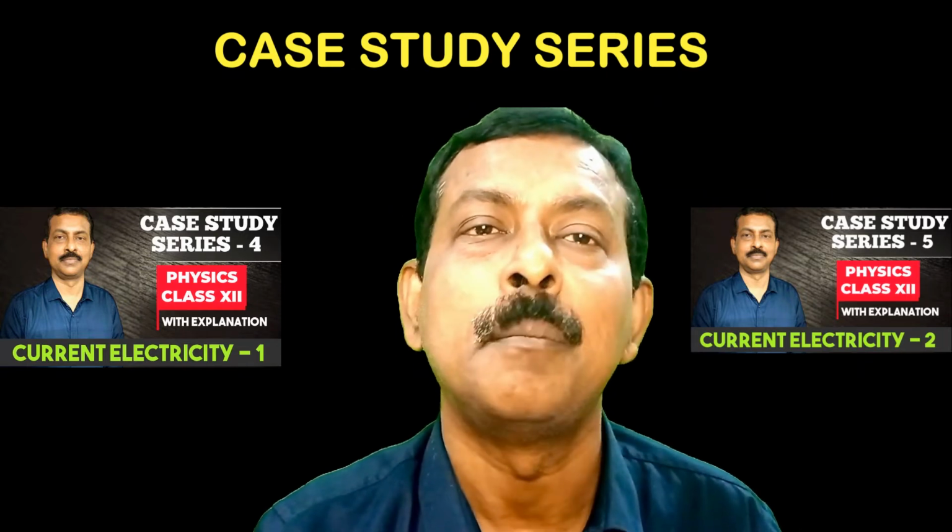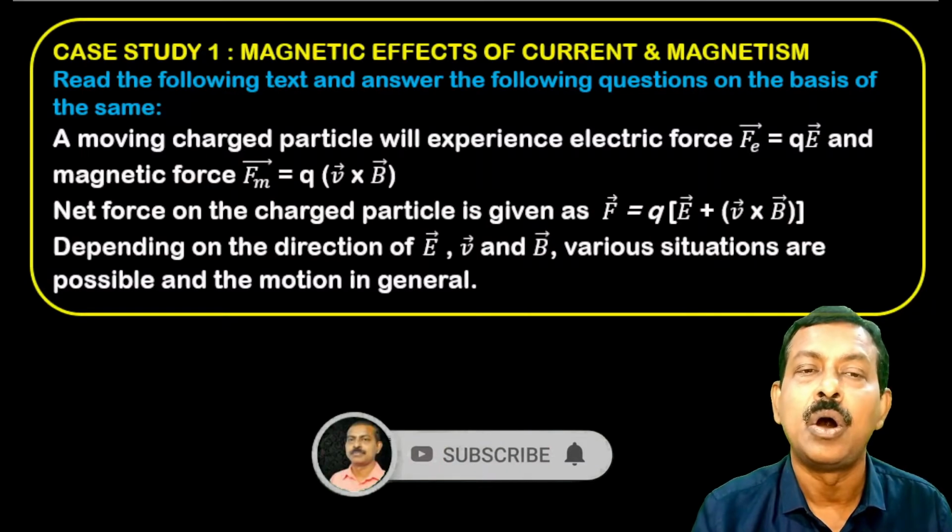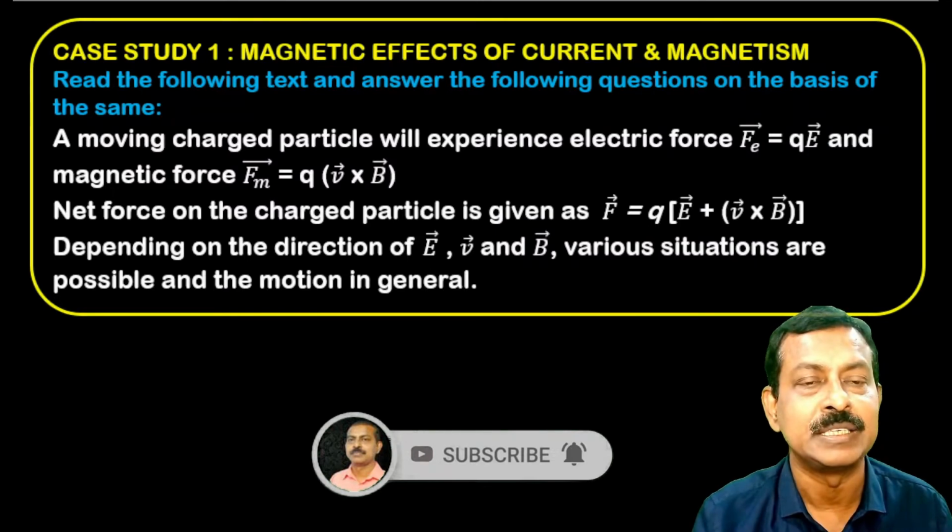First, we have taken electrostatics. After that, we have taken current electricity. And in that sequence, today we are taking questions on magnetic effect of current and magnetism. So let's take the first case study on magnetic effect of current and magnetism.